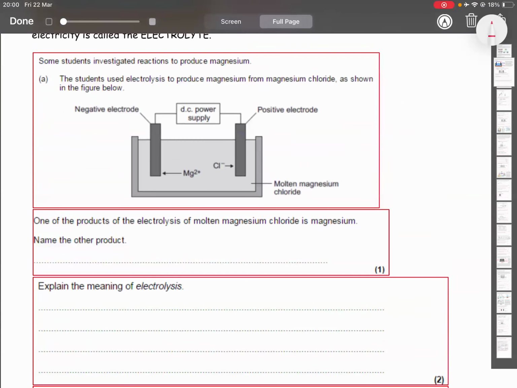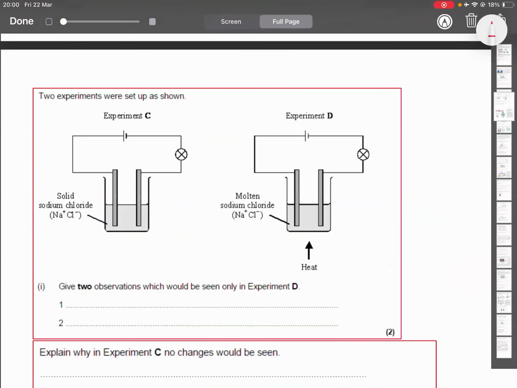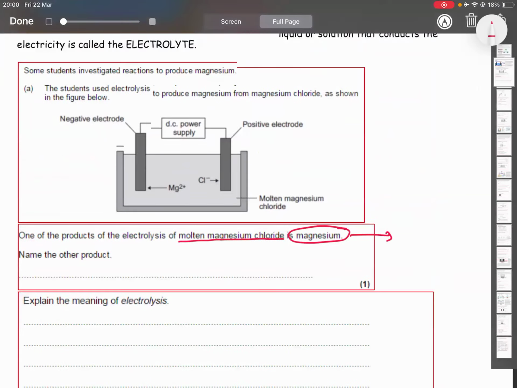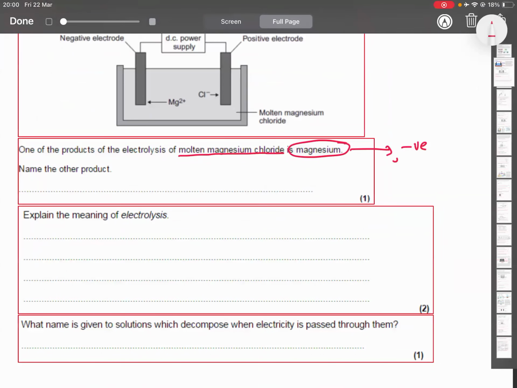Next question. We've got molten magnesium chloride, and one of the products is magnesium. So magnesium is positive, it went to the negative electrode. Okay. So it went to the negative electrode. The other product must have been chlorine. It would have gone to the positive electrode.